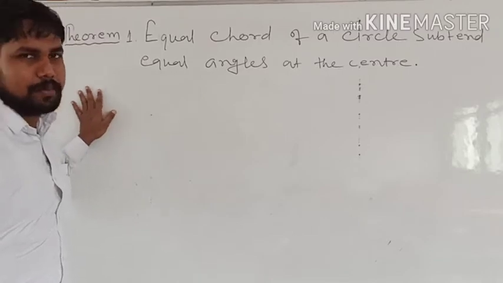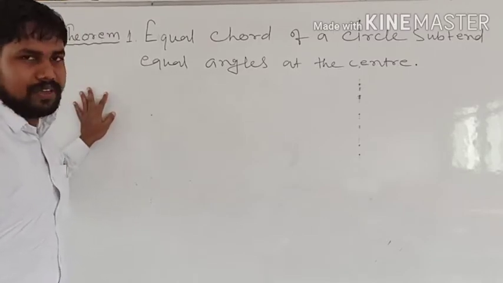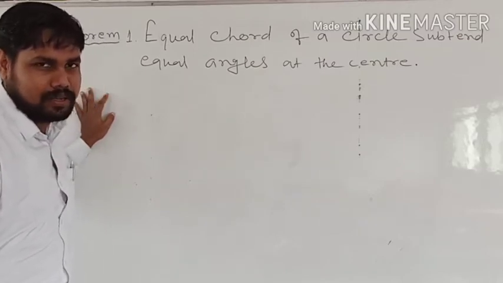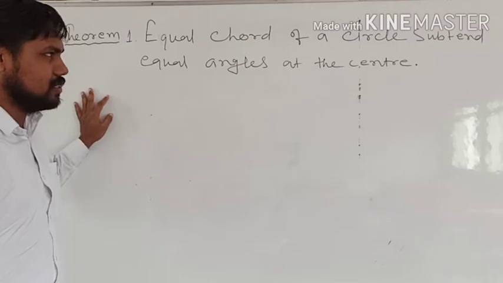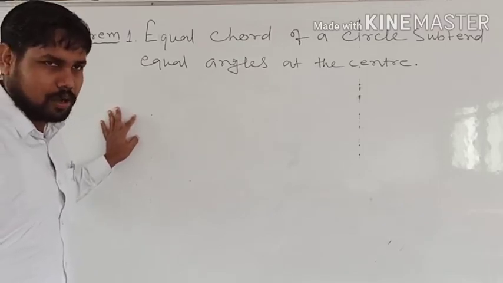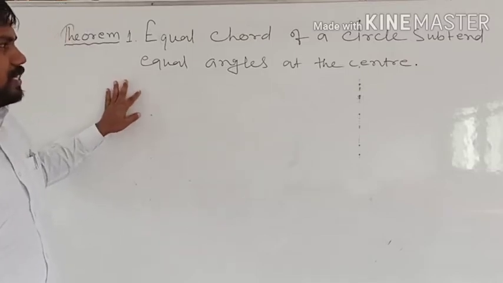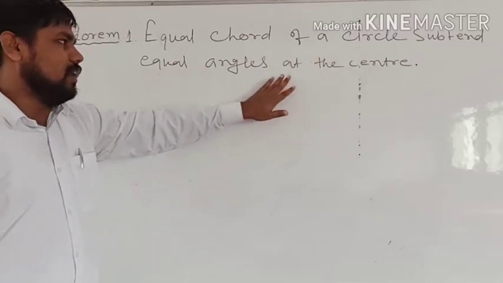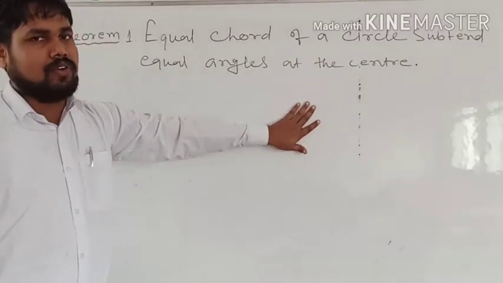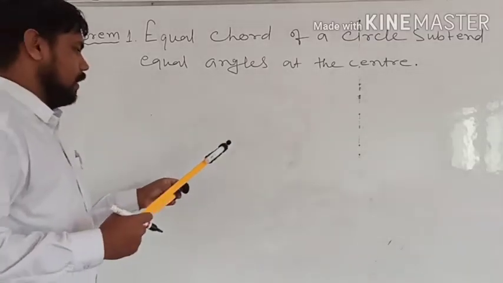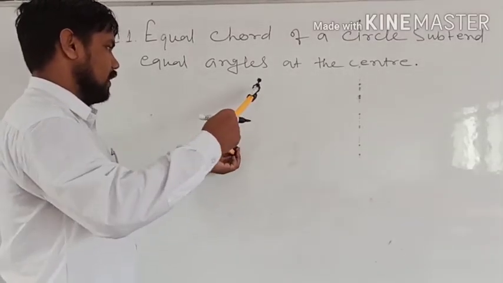We are doing chapter number 10, which is circles. In the previous classes we learned the terms related to the circle, and we discussed exercise 10.1. Now in this class we will see some proofs of the next topic. The first theorem says that equal chords of a circle subtend equal angles at the center. For that, first you have to draw a circle.